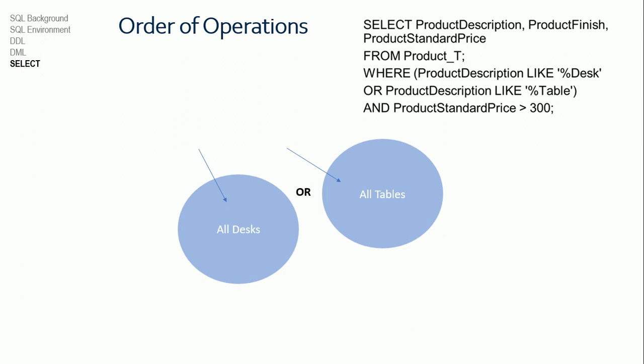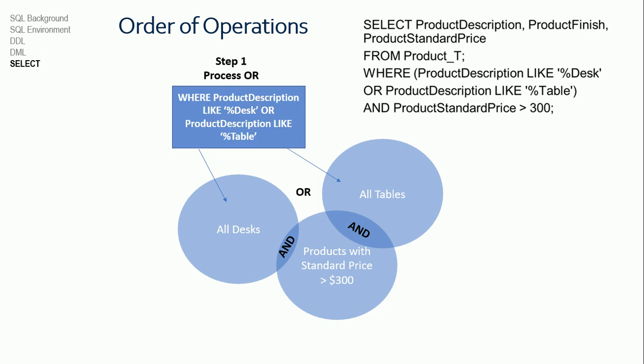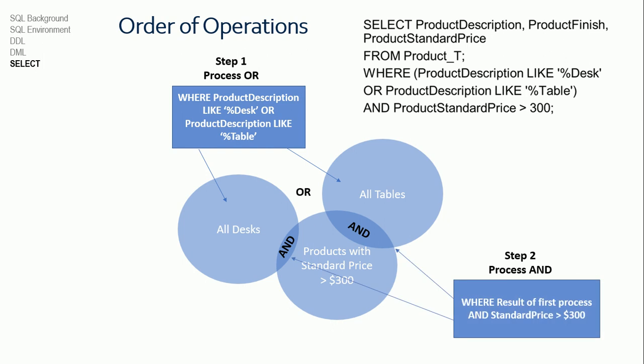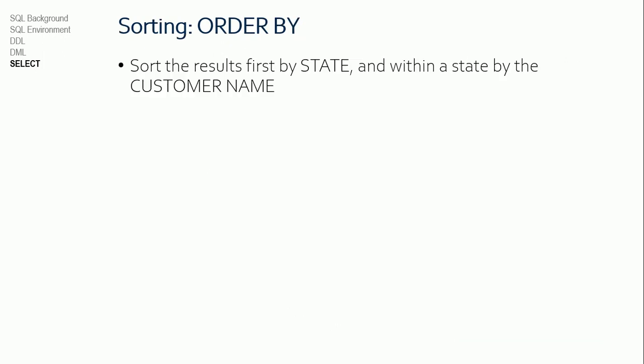So in this example, first, it's going to find all desks and all tables. Then it's going to find everything over $300. So my results are going to be only those tables and desks that are over $300, which again is probably what I actually want, right? This is probably more in line with what we were looking for when we created this query.